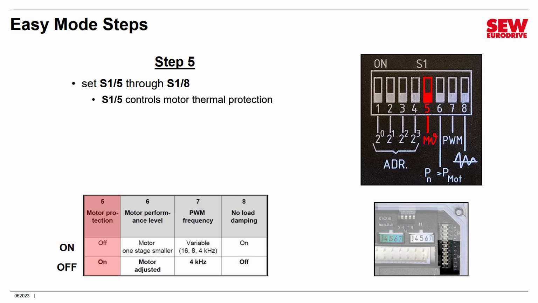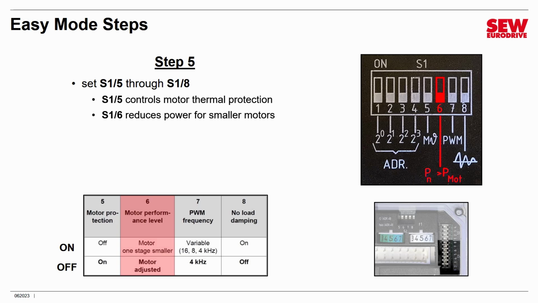Let's move on. Switch number 6 is kind of an interesting one. It allows you to use a larger MOVIMOT on a smaller motor. Normally, the motor and the MOVIMOT are sized to each other, but it is possible, for example, in a maintenance situation, to take a MOVIMOT from one motor and move it to another. If you have a motor that's a little smaller than the MOVIMOT, in other words, the power rating is different, you can use this feature to make it work.